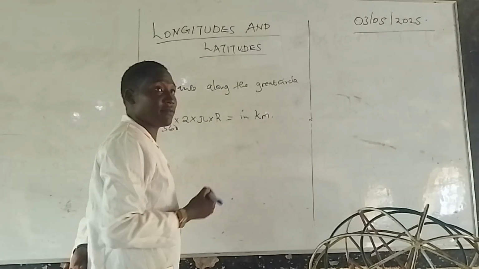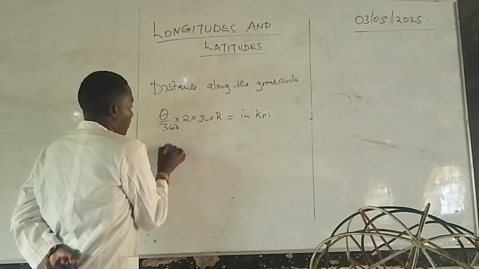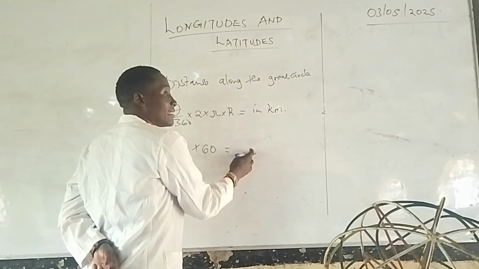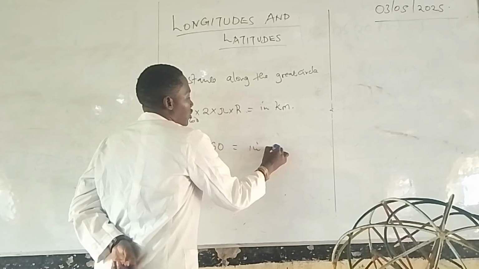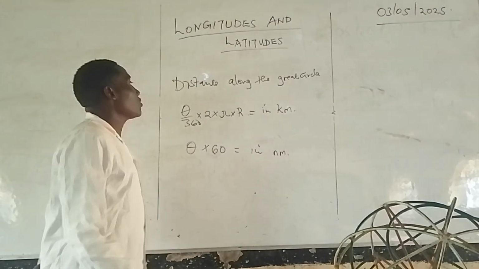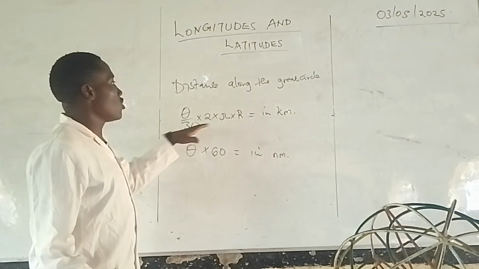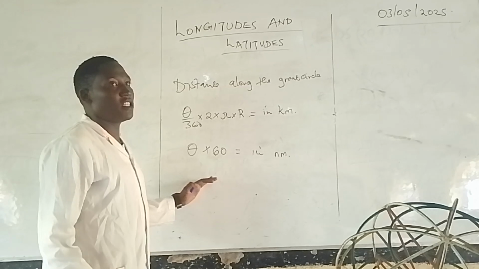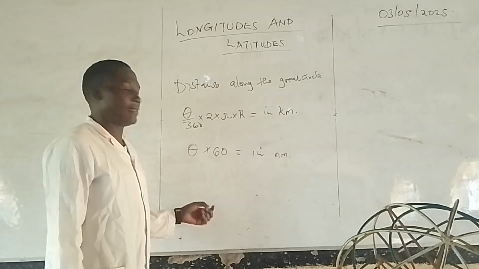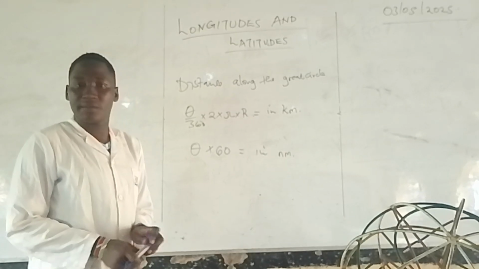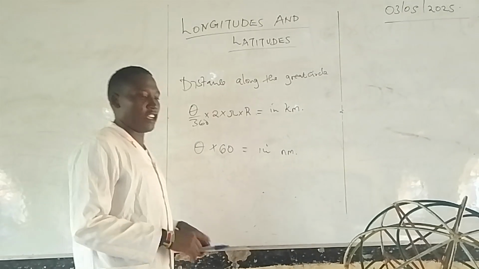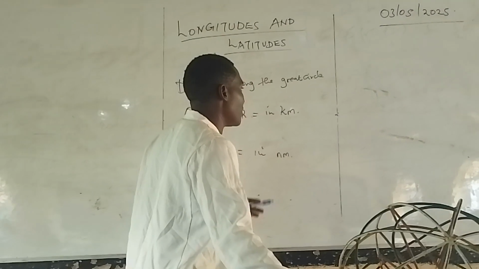You can also have theta times 60 to give us the distance in nautical miles. So, for us to calculate the distance along the great circle, it is our task to identify or calculate the angle difference. It is our obligation to calculate theta.